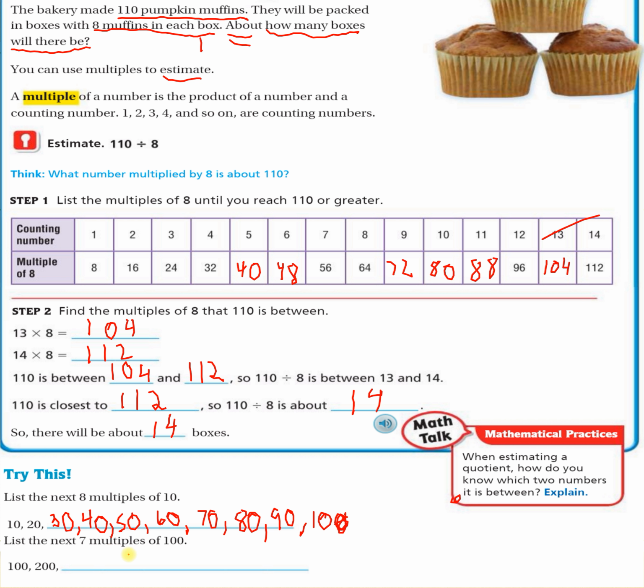Okay, list the next 7 multiples of 100. So same thing, except now we're counting by hundreds. 100, 200, 300. That would be 1 multiple. 400. That would be 2 multiples, and we need 7 multiples. So 500, 600, 700, 800. Let's see, how many do we have? 1, 2, 3, 4, 5, 6. We need 1 more. 900. So now I have 7 multiples of 100.